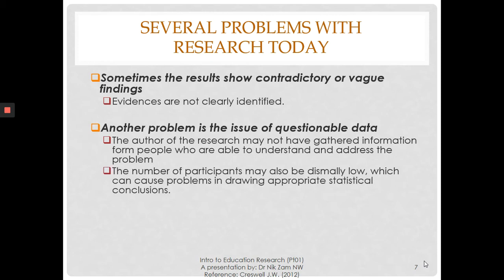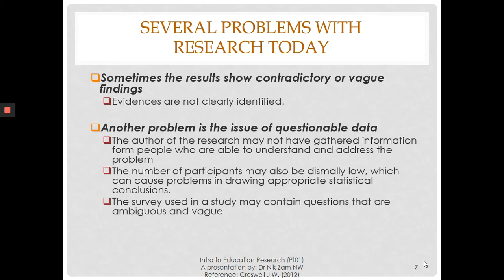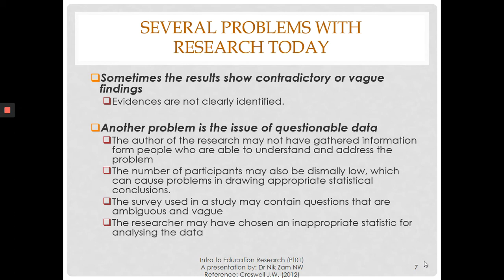Another contribution to that, the number of participants may also be dismally low, which can cause problem in drawing appropriate statistical conclusion. And then the survey used in study may contain questions that are ambiguous and vague. And the researcher may have chosen an inappropriate statistic for analyzing the data. This part is where our RAC 743 play a role.